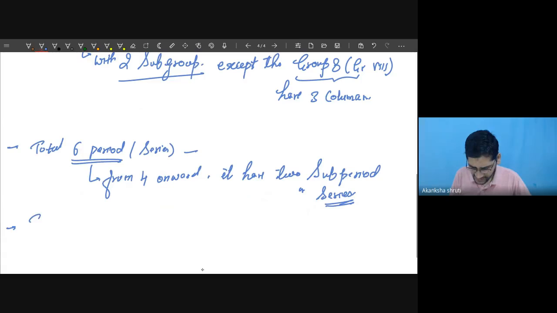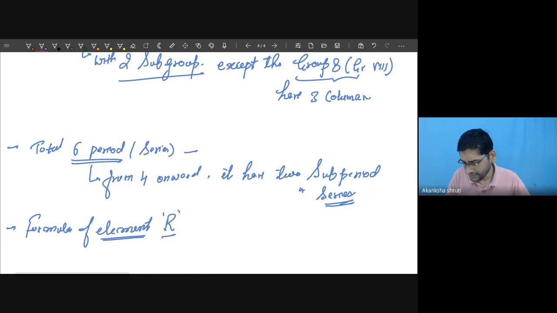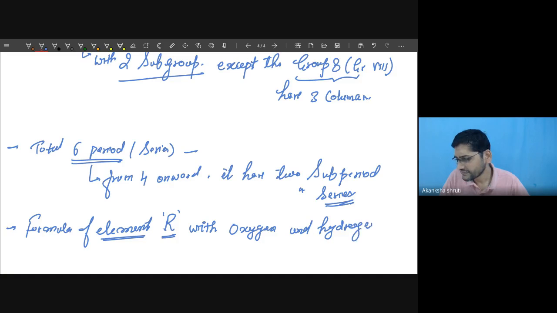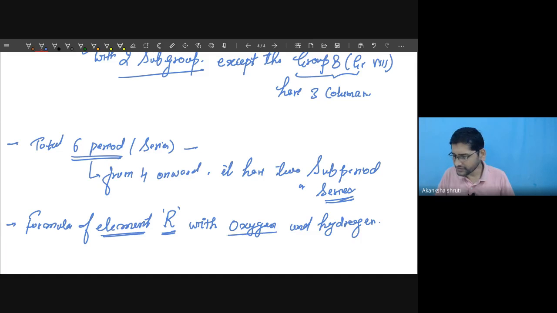So the formula of the element denoted by R, with oxygen and hydrogen, were taken. So this is the formula for this R with oxygen and hydrogen.